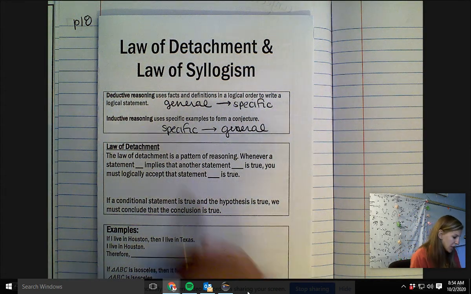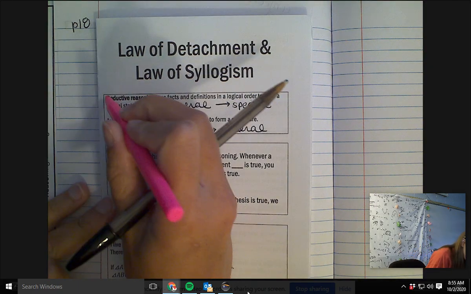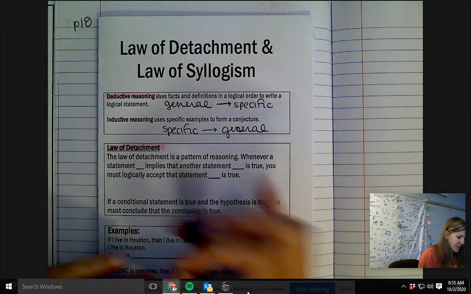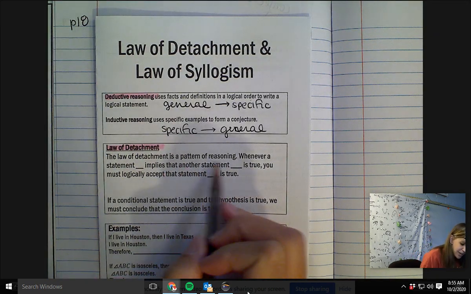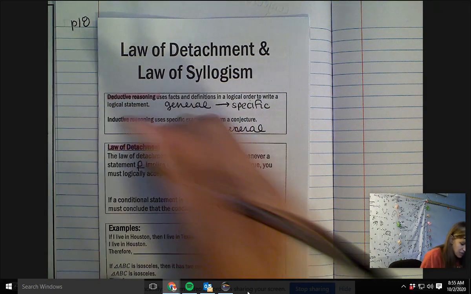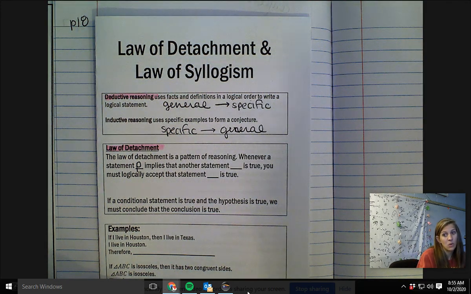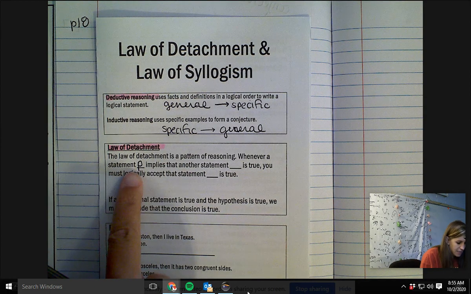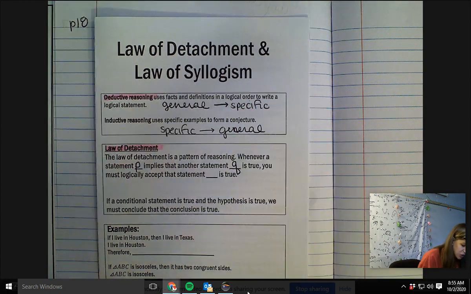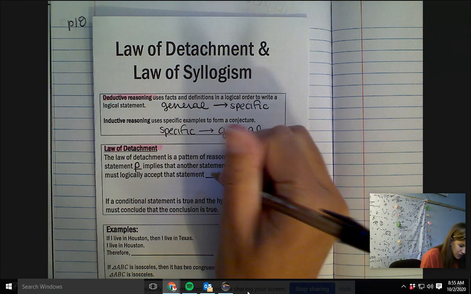Okay. So again, our law of detachment says, so I want to do some color here. We've got deductive reasoning. This is a law of deductive reasoning. And the law of detachment says it's a pattern of reasoning. Whenever a statement P, remember we use the little P's and Q's to talk about long sentences that we don't necessarily want to say the whole sentence for. So whenever some statement P implies that another statement Q is true, we must logically accept that Q is true.